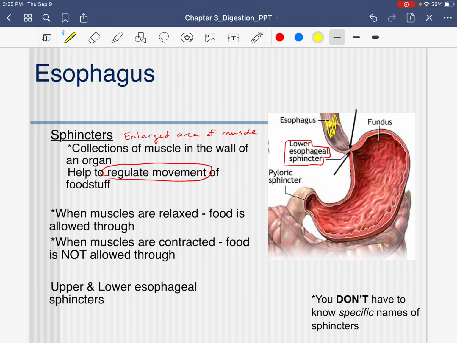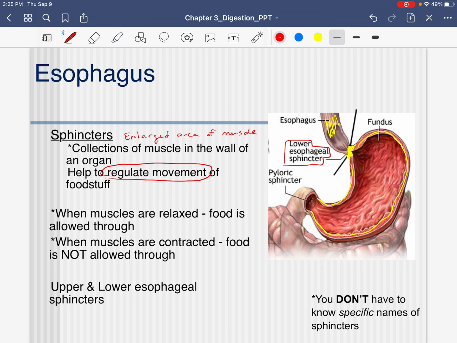And what that is, these arrows are pointing to it. It is an area where we have a thickening of the muscle. Now, to be fair, there is smooth muscle lining the entire stomach wall. It's just thinner in other places. When we talk about a sphincter, it's an enlarged area of muscle. It's a thickening of that muscle.